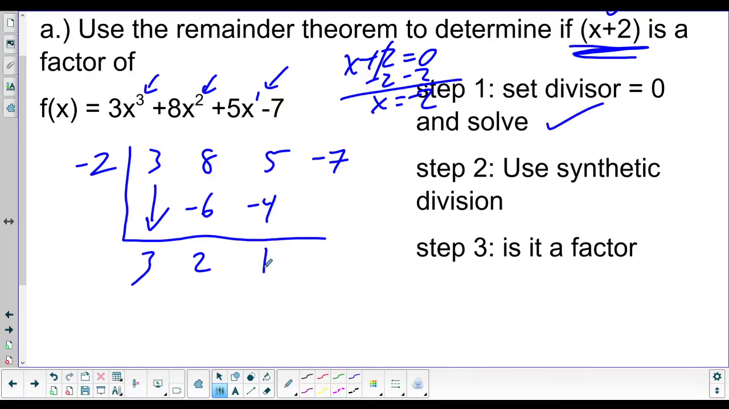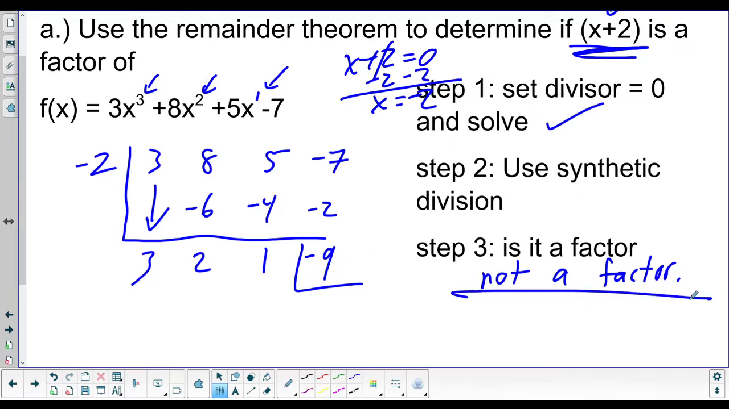5 minus 4 is 1. 1 times -2 is -2. -7 minus 2 is -9. And now we check. Is the last number a 0? Obviously not. You can see it's a -9. So is it a factor? Not a factor. To be a factor, this has to be 0. Because this is any number besides 0, it's not a factor.